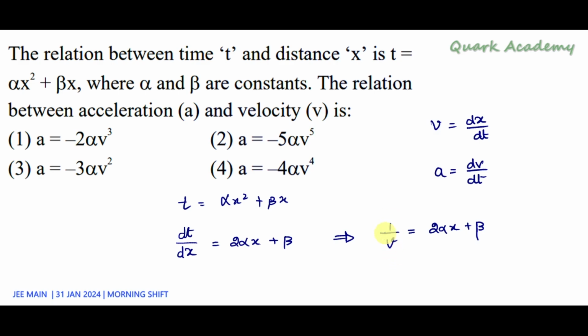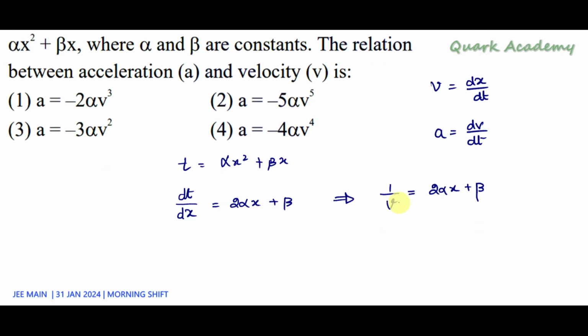Now we'll differentiate this particular expression with respect to time. So this 1 by v I can write as v power negative 1, which is equal to 2 alpha x plus beta. If I differentiate this one, then it will become negative 1 v power negative 2 dv by dt, which is equal to 2 alpha dx by dt. Since beta is a constant, it will become 0.